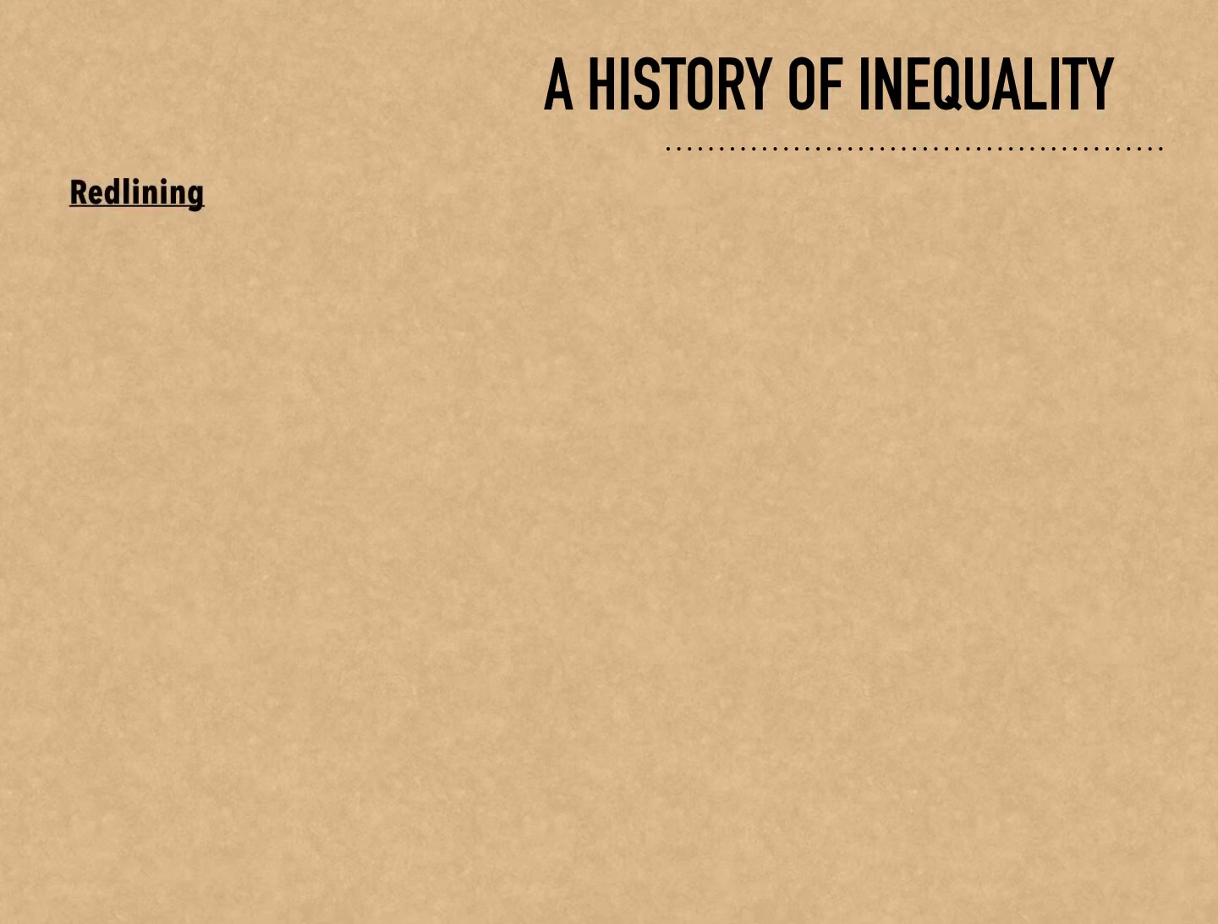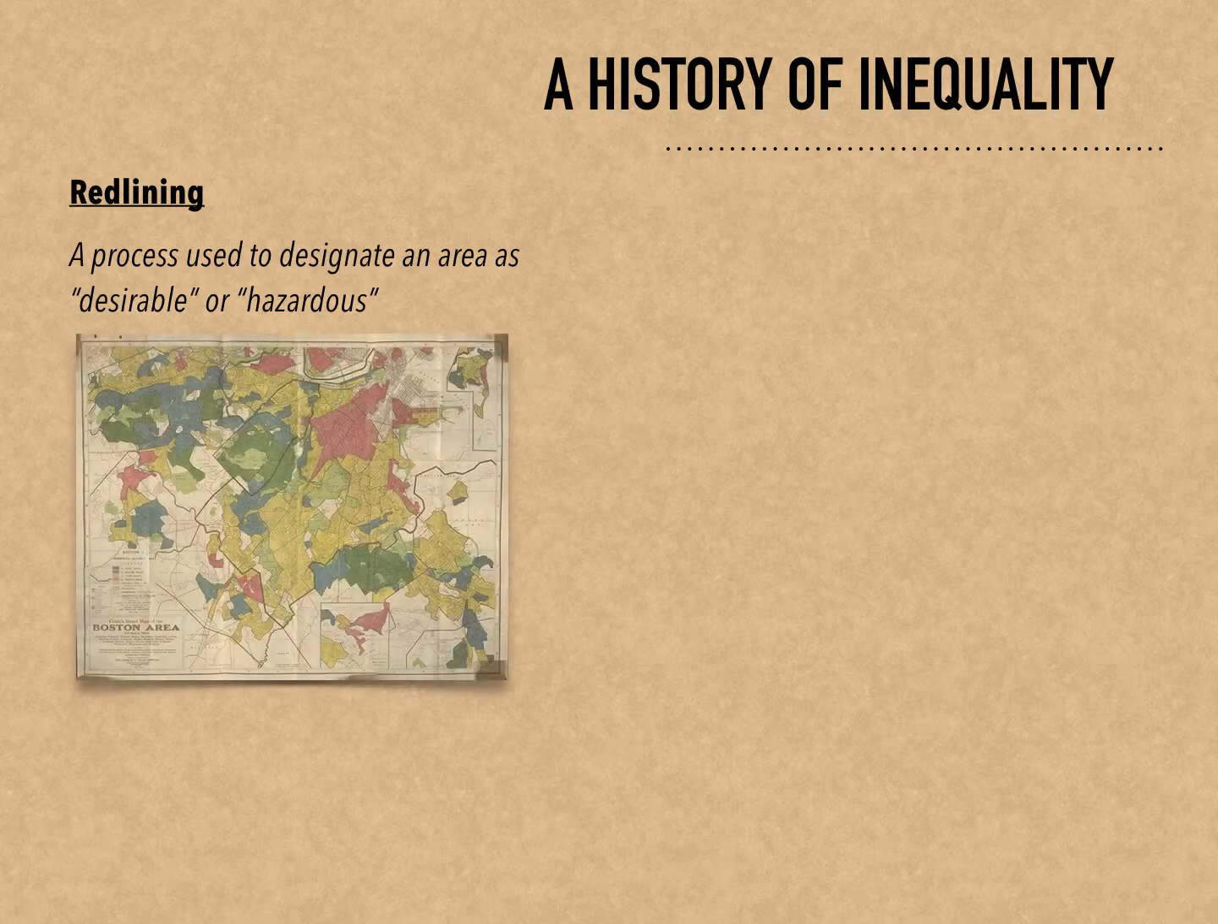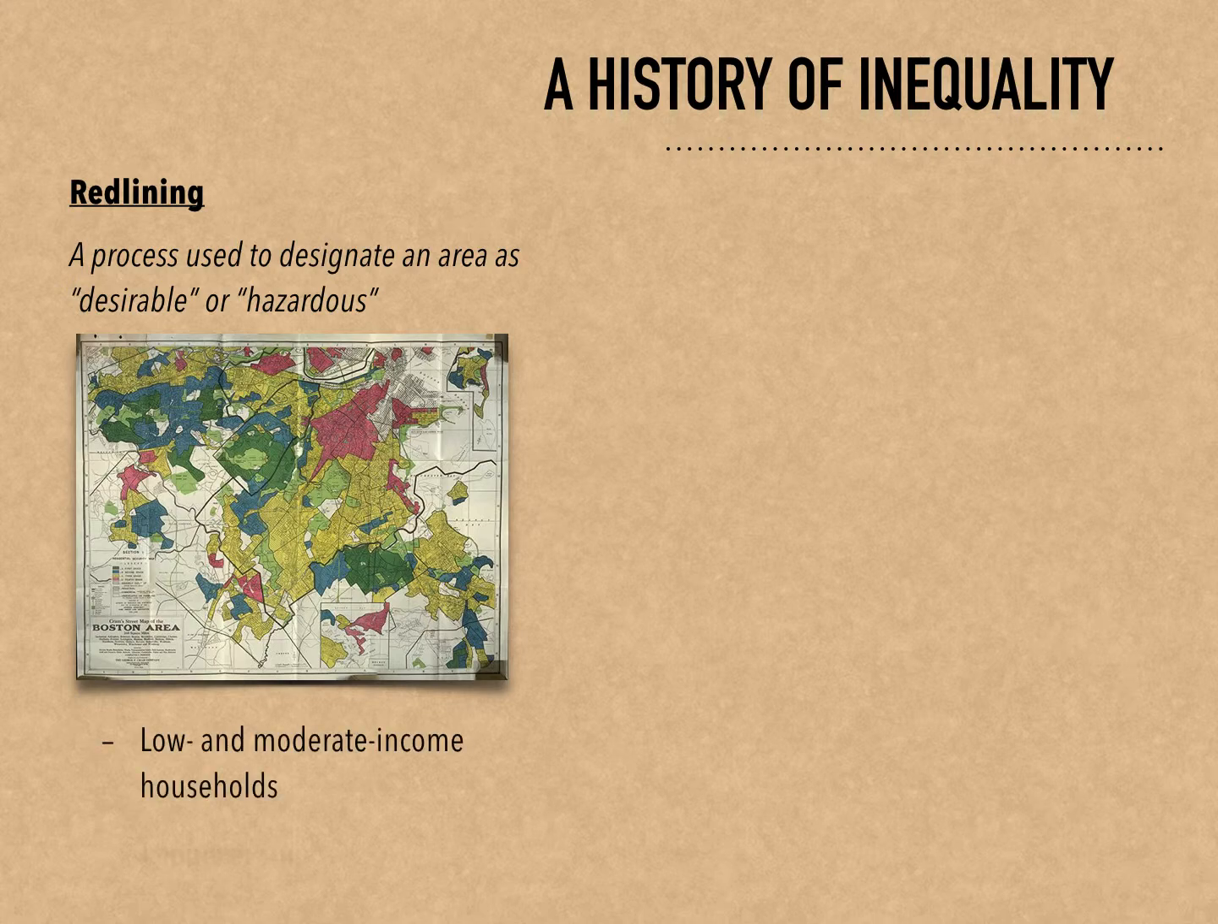Redlining has had a lasting impact on many of our clients' communities. This practice of designating areas as either desirable or hazardous has strong ties to both economic and social inequality, being largely based on poverty rates and racial characteristics. Despite being outlawed by the Fair Housing Act in 1968, redlining continues to affect low to moderate income areas and people of color today.